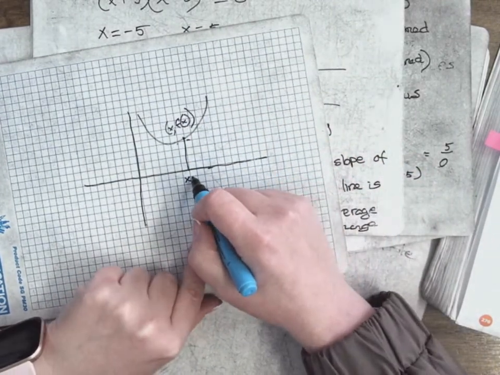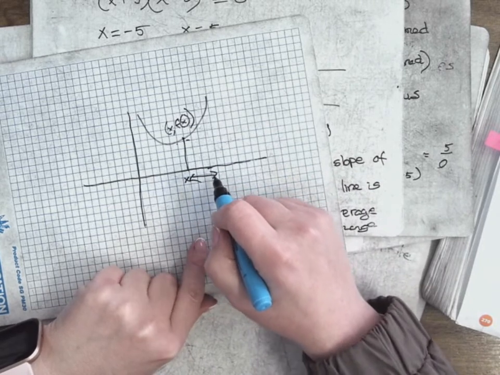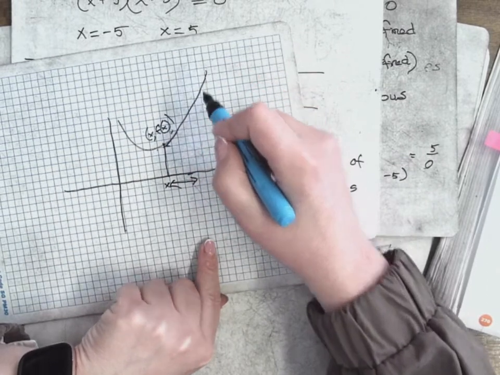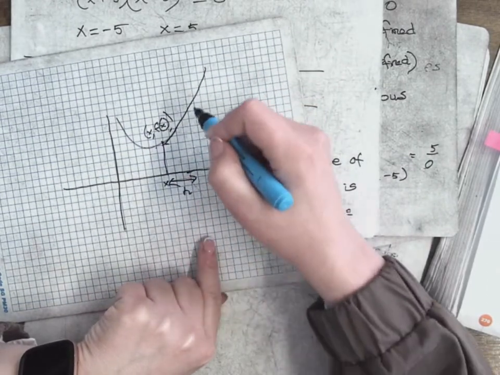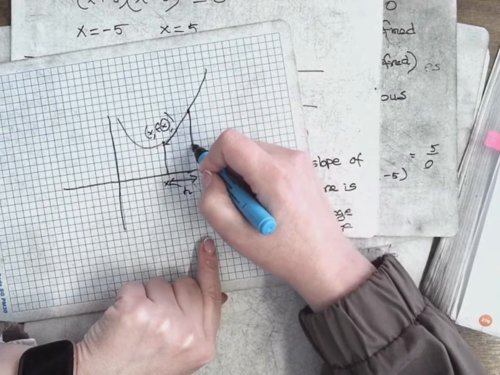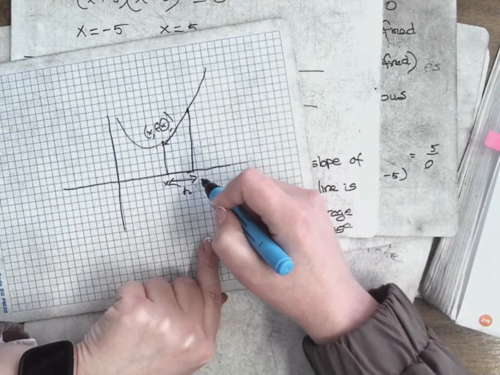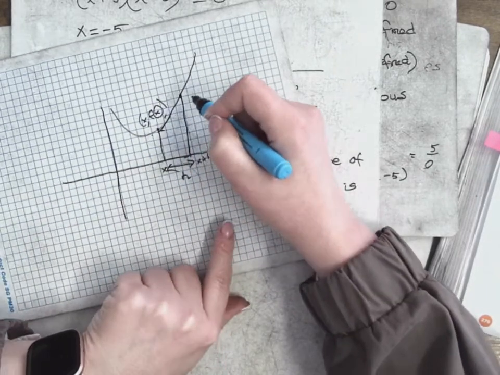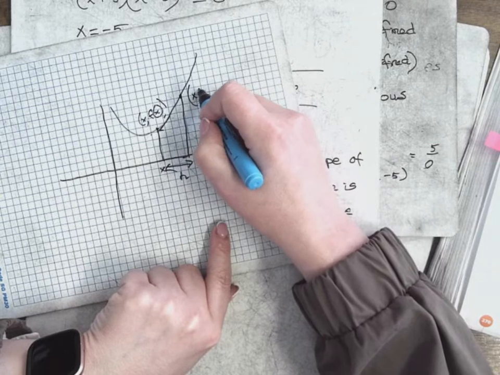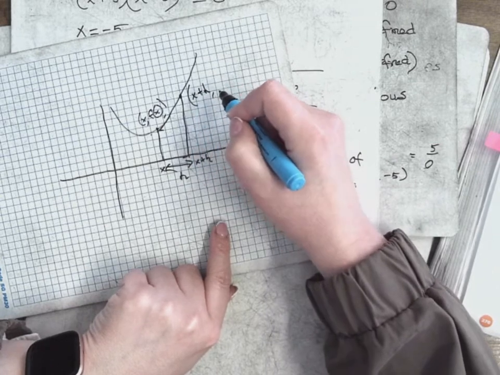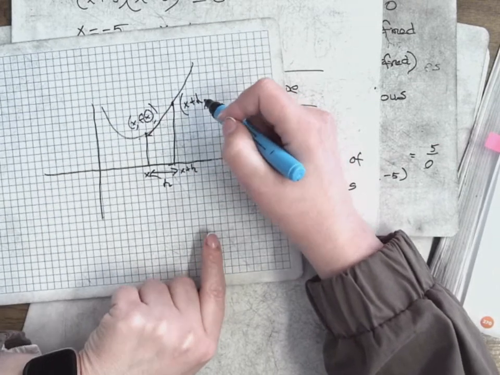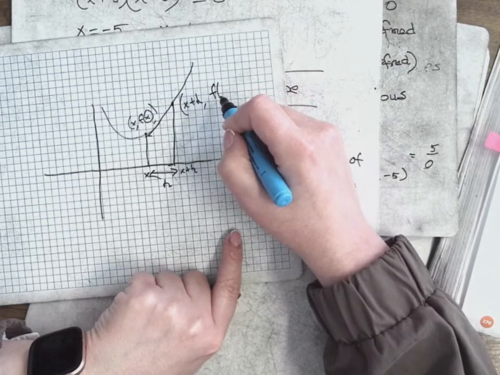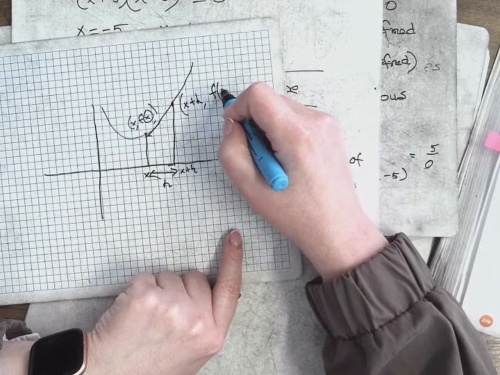Then I'm going to move up a distance of H. So I'm going to move up a distance of H, and I'm going to have another point. So if that's X, this one up here would be X plus H, wouldn't it? So the point would be X plus H, F of X plus H.